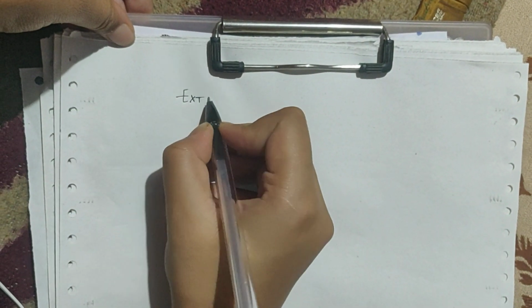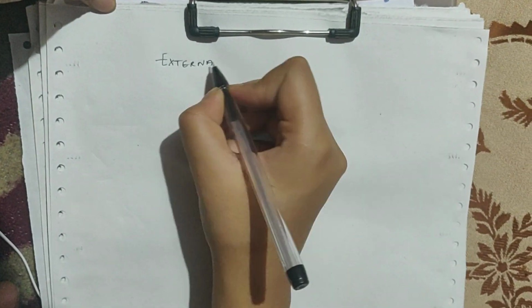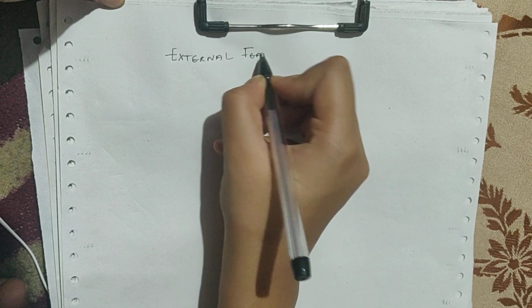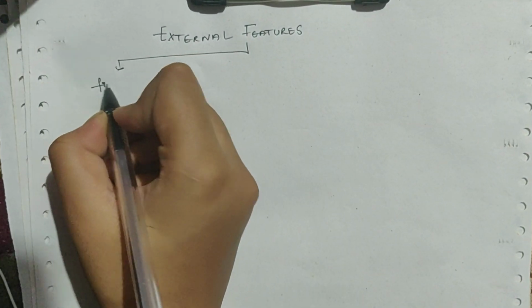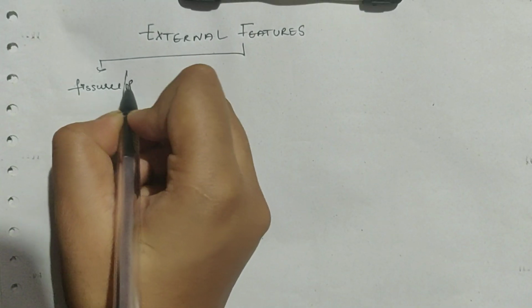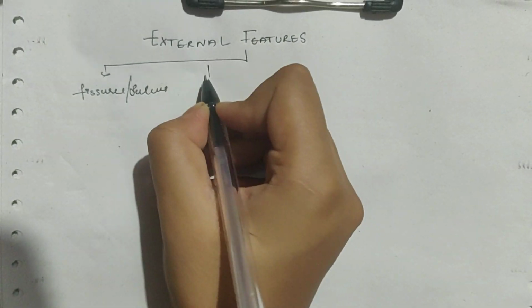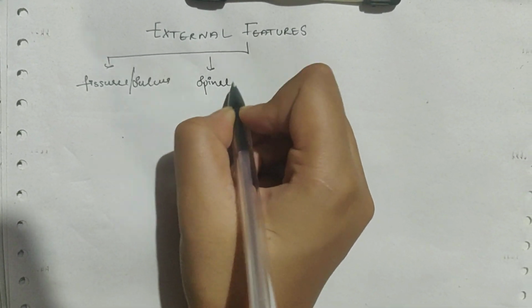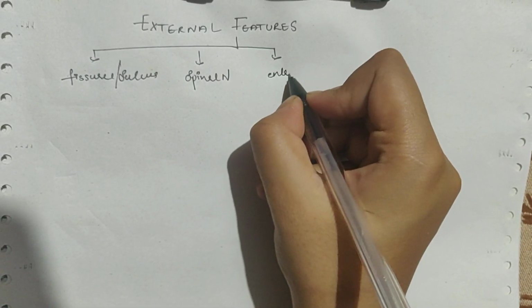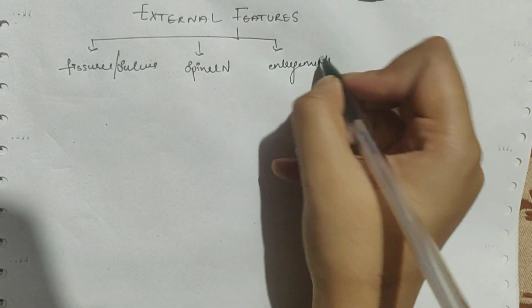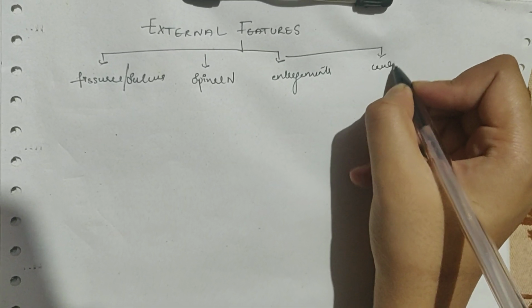So now we'll be talking about the external features. We'll talk about the external features under 4 different headings. First one is the fissures and sulcus. Second one is the spinal nerve. Third one is the enlargements or the expansions. And the fourth one is the cauda equina.